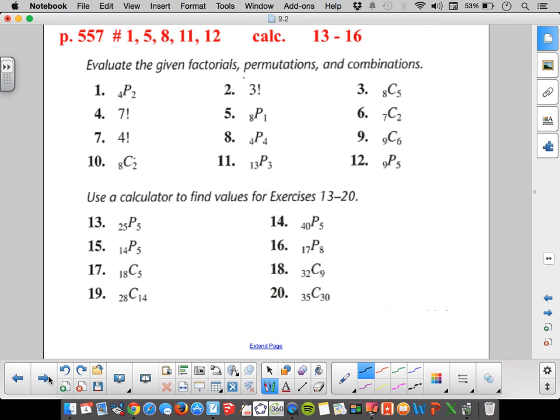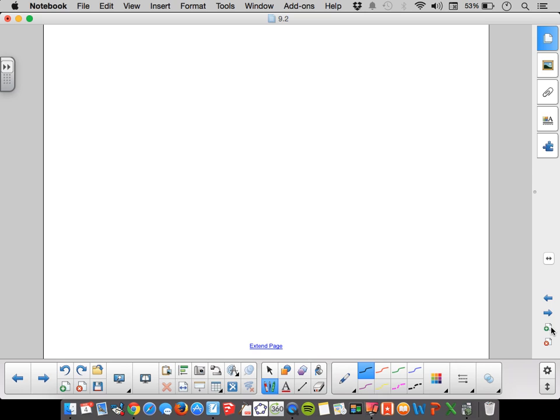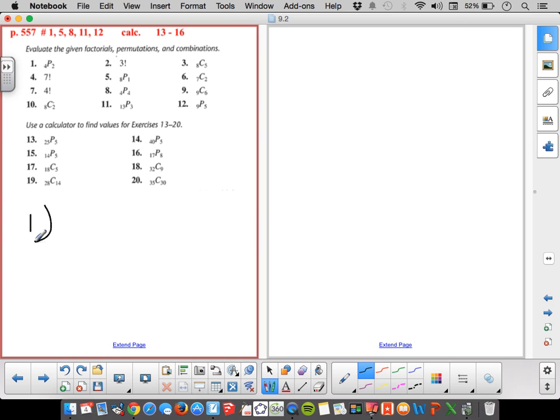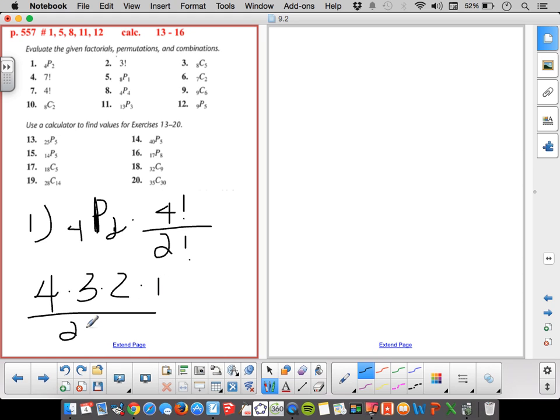Alright, we're going to do some of these examples. Let me add a new page, and here we go. So we're going to do 1, 5, and 8. So 1 is 4P2. That means that we're going to have 4 factorial over 4 minus 2 factorial. 4 factorial is going to be 4 times 3 times 2 times 1. 2 factorial is 2 times 1. Those will go away. So I'm just left with 12.